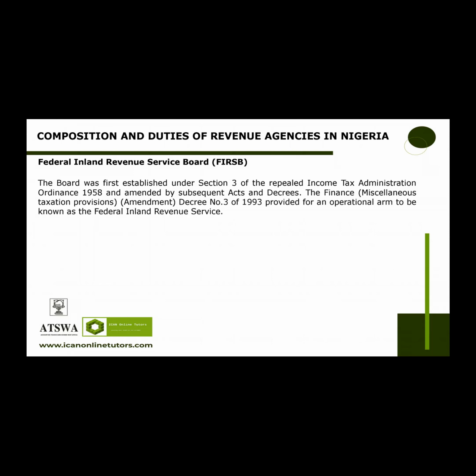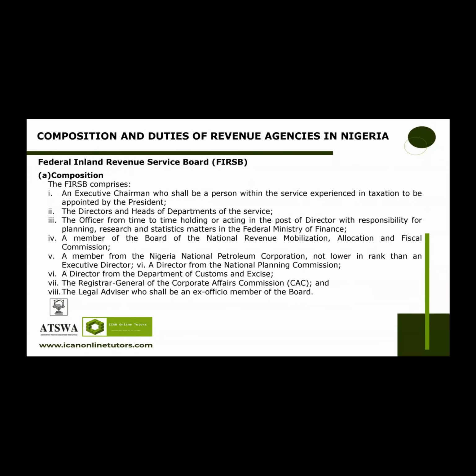The Federal Inland Revenue Service Board comprises an executive chairman, who shall be a person within the service experienced in taxation, to be appointed by the president; the directors and heads of departments of the service; the officer from time to time holding or acting in the post of director with responsibility for planning, research, and statistics matters in the Federal Ministry of Finance; a member of the board of the National Revenue Mobilization, Allocation and Fiscal Commission; a member from the Nigerian National Petroleum Corporation, not lower in rank than an executive director; a director from the National Planning Commission; a director from the Department of Customs and Excise; the Registrar General of the Corporate Affairs Commission, CAC; and the legal advisor, who shall be an ex-officio member of the board.